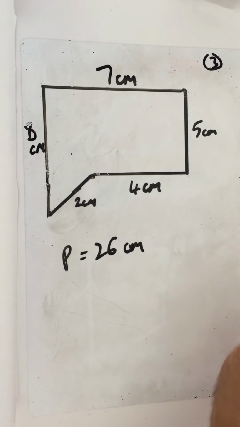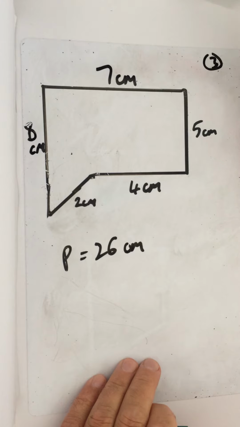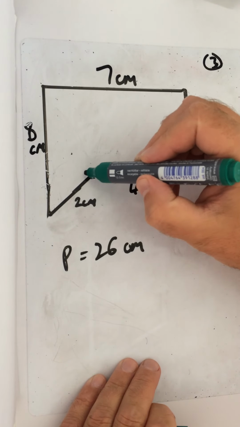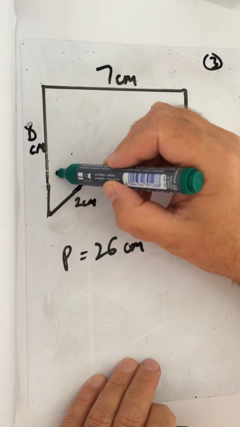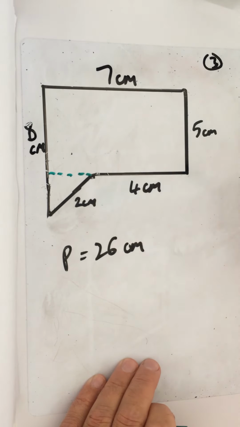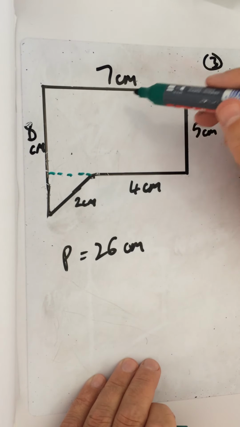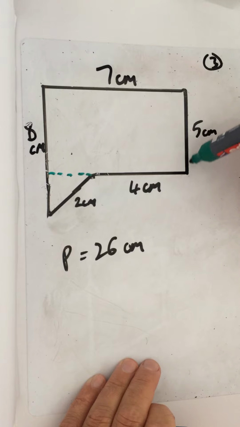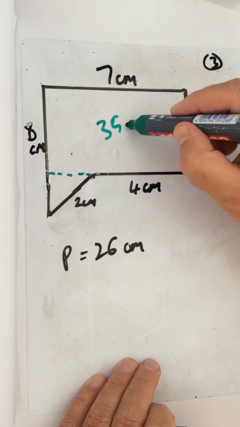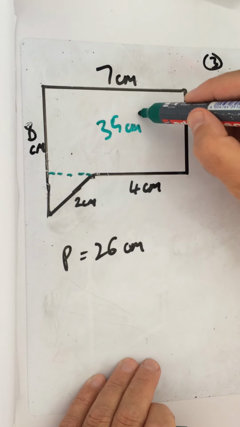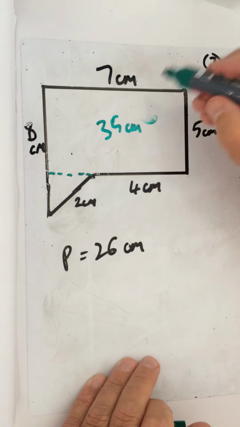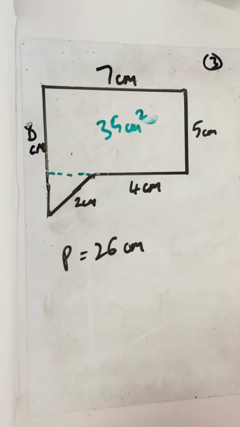Now if I want to find the area, again I'm going to split it into 2 parts. This time I'm going to split it into a triangle and a rectangle. So the length is 7, the width is 5, so that'll be 35 centimeters squared. There we are.